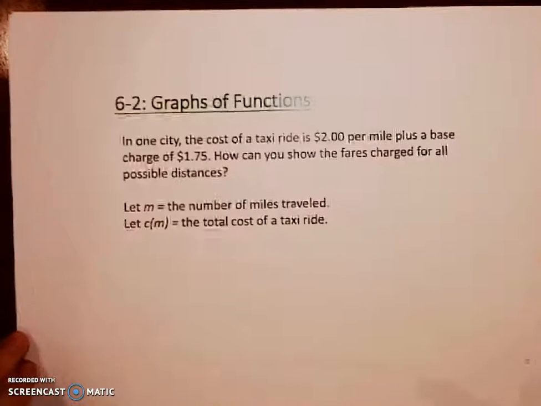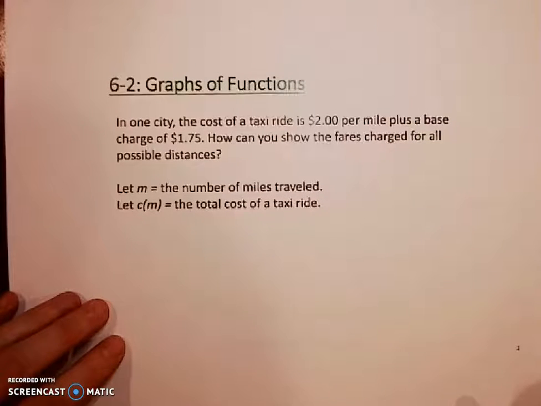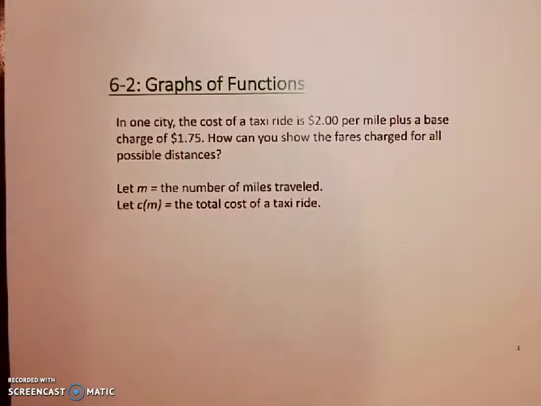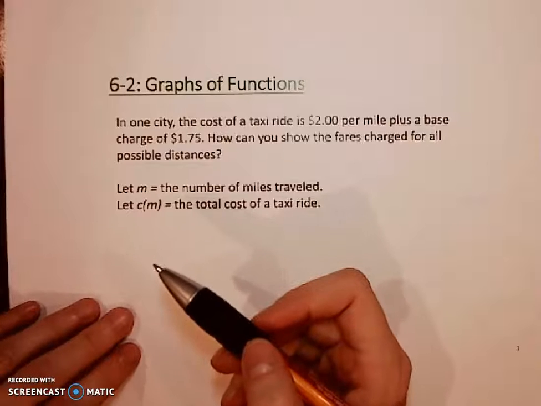Okay, alright, and then next up, here we go. We have a word problem. So this is towards the end of 6.2. They want you to take this and put it into a function and then graph it. So it says, in one city, the cost of a taxi ride is $2 per mile, plus a base charge of $1.75. How can you show the fares charged for all possible distances? Let m equal the number of miles traveled. Let c of m equal the total cost of a taxi ride, okay?